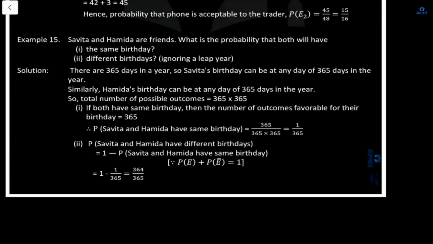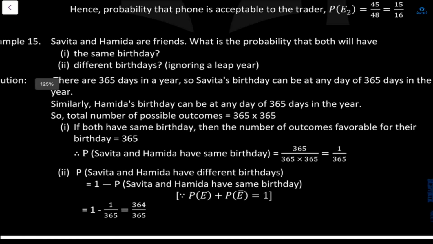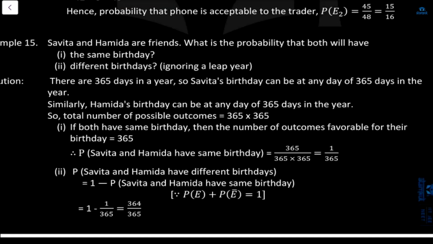Now Savita and Hamida are friends. What is the probability that both will have the same birth date? Both will have the same birth date, or different birth date. Now you have to ignore the leap year. In such conditions it may be written that we ignore the leap year, so that somebody having a birthday on 28th February is not an issue.